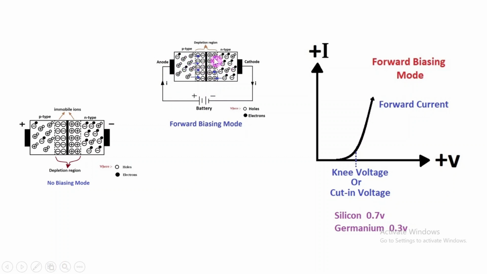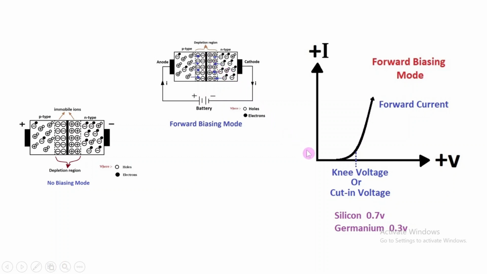Even when we provide the battery here, there will be no current inside this device. This is because of the potential barrier inside this depletion layer. In the experimental graph, the external voltage is represented on the x-axis and the current inside this device on the y-axis. If we increase the voltage, there will be no current; from the graph, the current is zero because of this potential barrier.